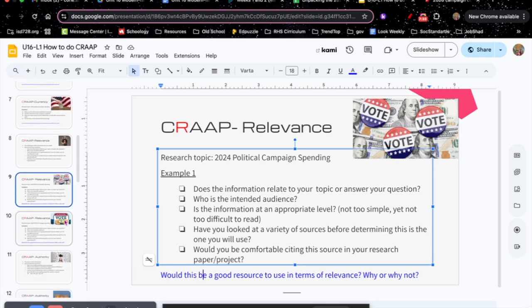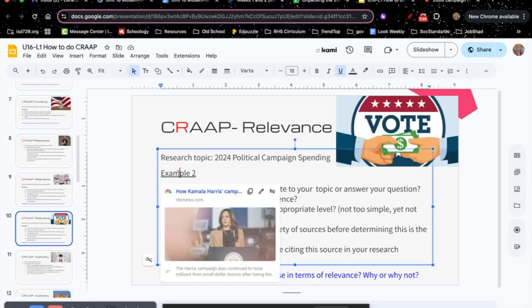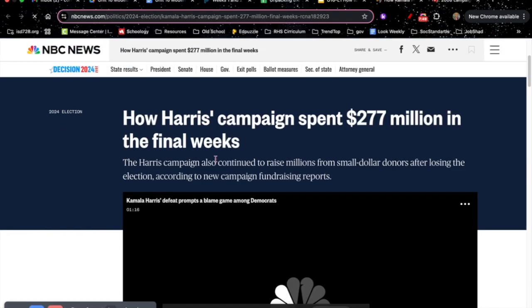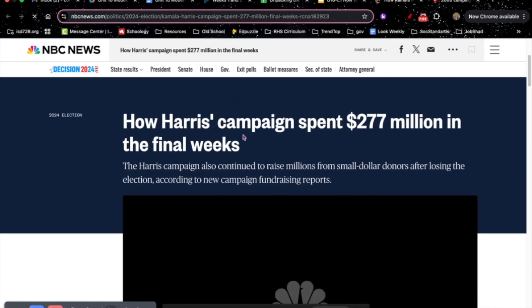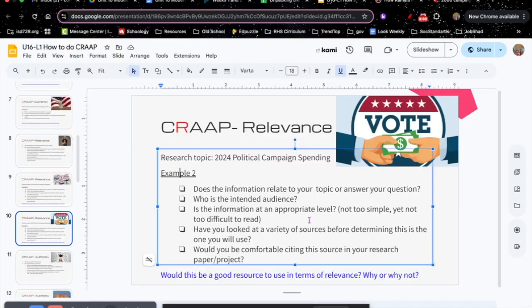In my opinion, kind of the same thing with currency. It's a little too old. It's not really about my topic either. All right, let's go back to our other example again. All right, so does the information relate to your topic or answer your question? Again, it is about the Harris campaign spending $277 million in the final weeks. This is about the 2024 presidential campaign. So I'm going to say, yeah.